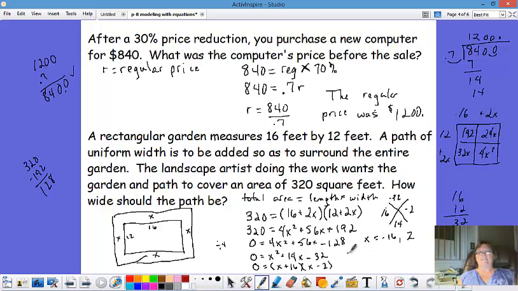So our answer, see, we've got an extraneous root, it's called, one that is correct mathematically but doesn't make sense in the problem. So that negative 16 is just out, and the width of the path should be 2 feet.